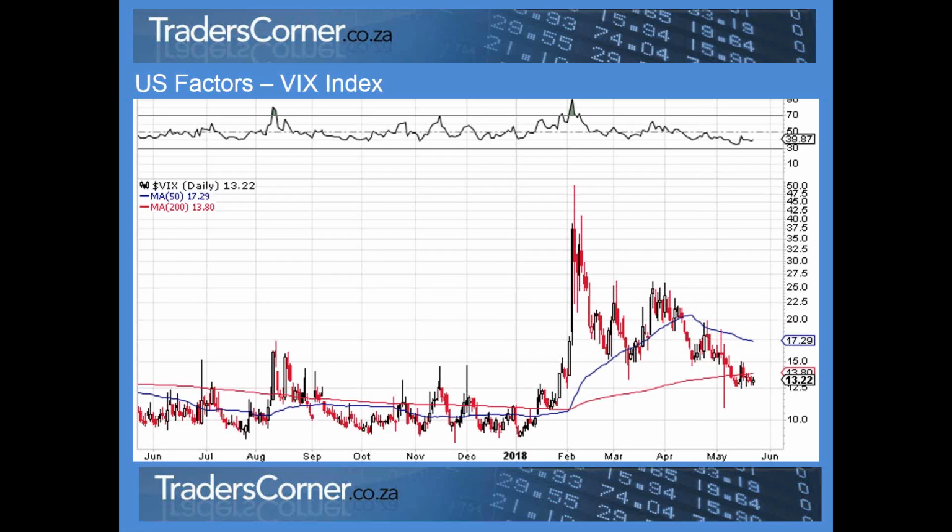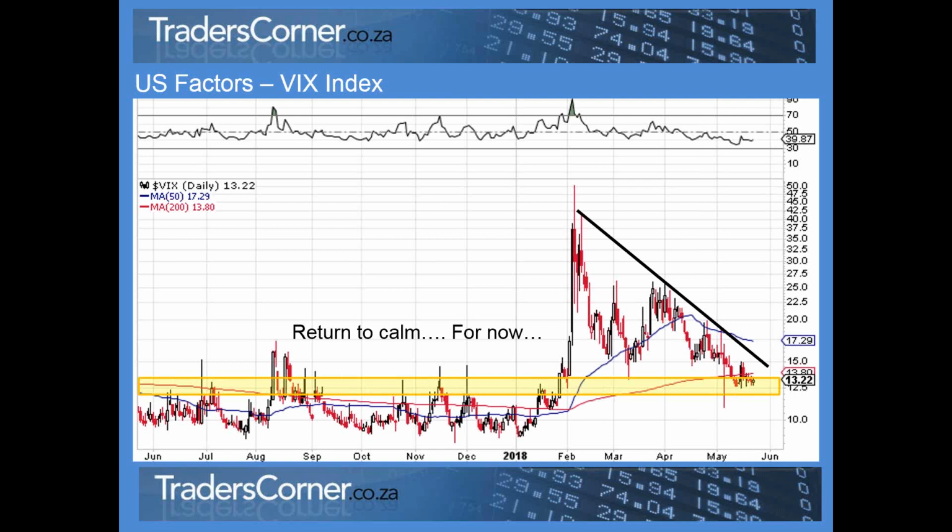All right, and then this is the VIX Index. That's the volatility index as measured by the Chicago Board Options Exchange. You can see the big spike up in volatility that we saw earlier this year, and that volatility has been subsiding a bit over the last month or two, and now we're almost back to return to calm for now, as I say. I don't know that I necessarily expect this calm to hang around forever.